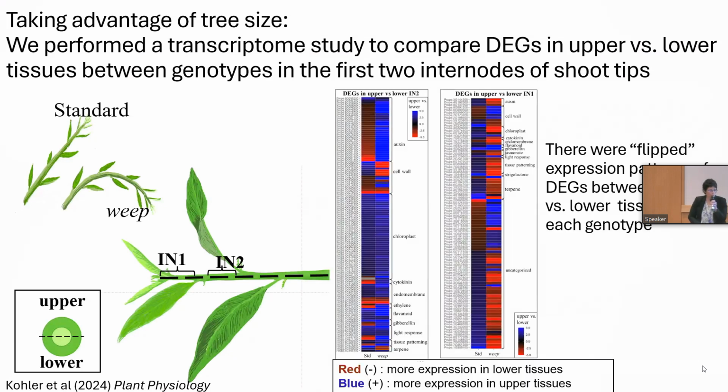And what we found was there were flipped expression patterns of several genes between the upper and lower tissues of each genotype. So meaning in standard, gene X had a lot more expression in the top, but in weep, it had a greater expression in the bottom. So in this heat map, this is standard on the left, weep on the right. You can just see the big contrast. Red was more expression in lower tissues, blue more expression in upper tissues.